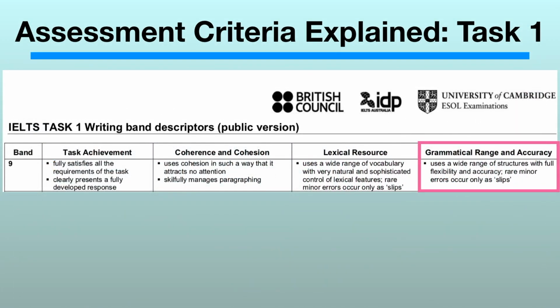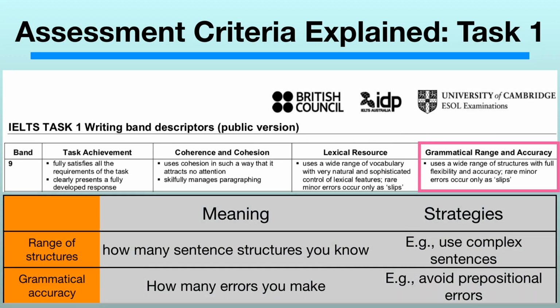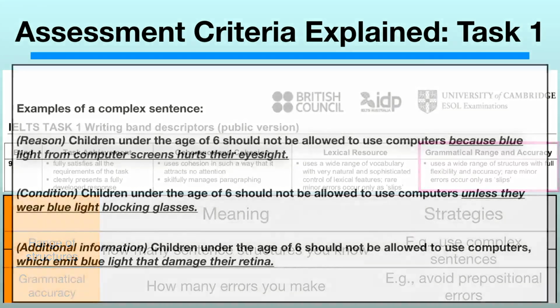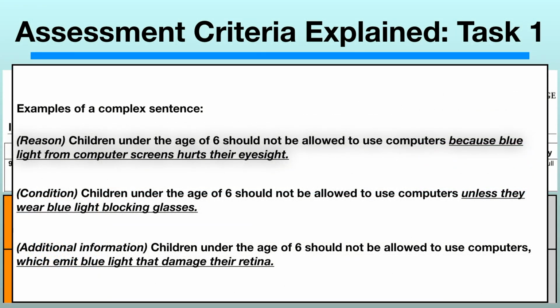The final area of assessment is grammatical range and accuracy. There are two concepts here, and they can translate to how many sentence structures you know and how many grammatical errors you make. When it comes to sentence structures, one rule of thumb to keep in mind is to use complex sentences. Here are some examples of complex sentences.